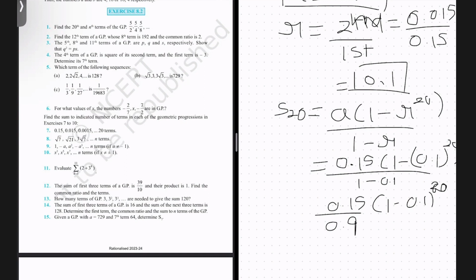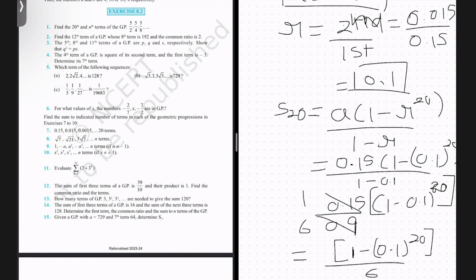As you can very well see, 0.9 is nothing but 0.15 into 6. So I can cancel these out. I can say 1 and I can say 6 here. So the final sum that I'm left with is 1 minus 0.1 raised to the power 20 divided by 6. That is going to be my sum up until the 20th term.